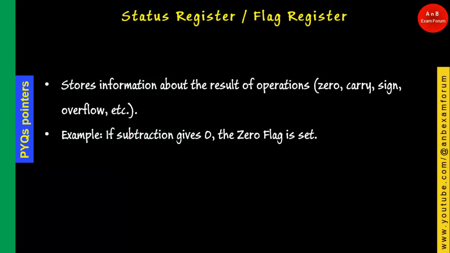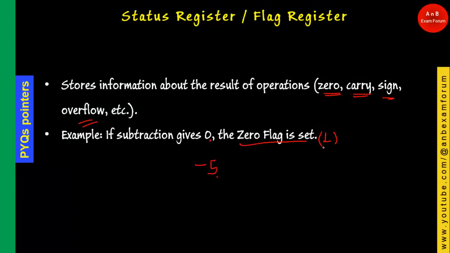The next one is the status register, or the flag register. The status register or flag register generally stores information about the result of an operation. For example, whether there is a zero, a carry, a sign bit or an overflow, all such information is stored in the status register. If subtraction gives you 0, the zero flag will be set. If my result is, say, negative 5, then the sign bit in the status register will be set. Set means the value becomes 1.